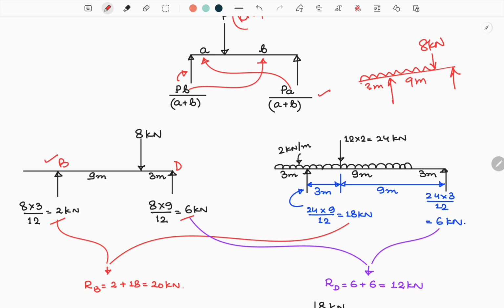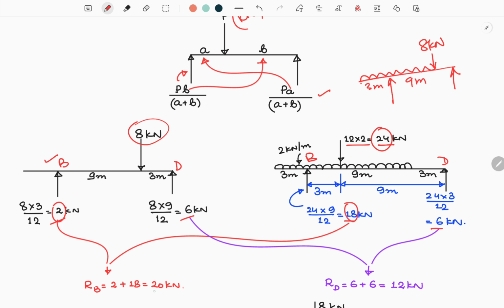And if we forget that there is this point load and only UDL is acting, then total UDL load will be 12 multiplied by 2, that is 24 kilonewton. If we replace this UDL by a point load of 24 kilonewton only, this load will act at the middle point of this span of 12 meter, which is 6 meter from the left. So using the calculations and the figure, the load at B will be 24 multiplied by 9 by 12, and the load at D will be 24 multiplied by 3 by 12, which will give us 18 and 6.